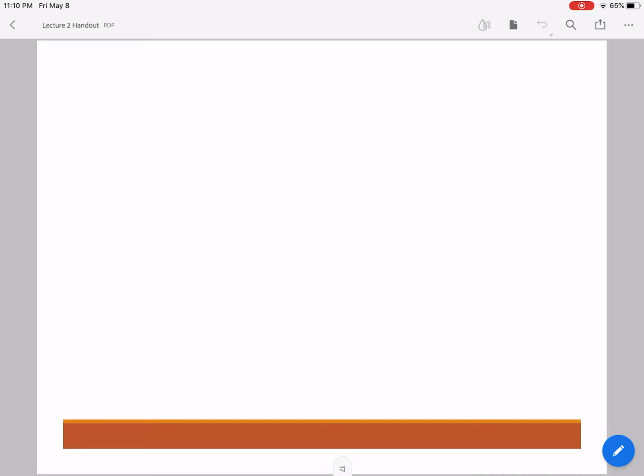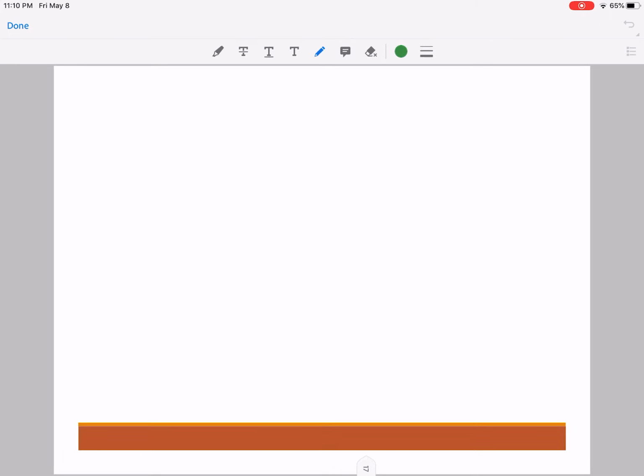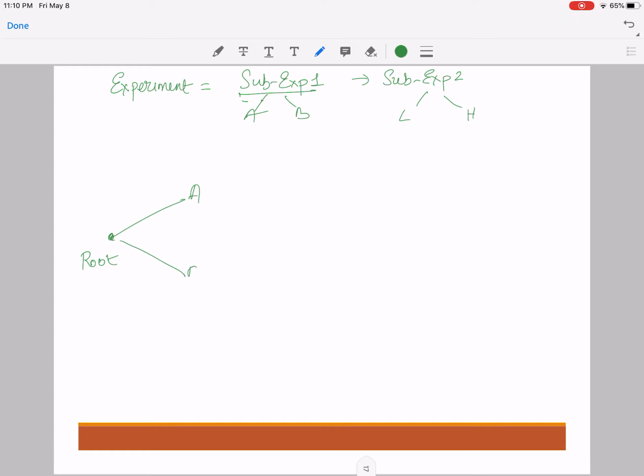As an example, consider an experiment which is composed of two sub-experiments which are performed one after the other. Sub-experiment 1, and then after that I perform sub-experiment 2. Further assume that sub-experiment 1 has two possible outcomes, A and B, and sub-experiment 2 has two possible outcomes, L and H. So when I draw my tree diagram, everything starts at the root. Since I'm performing sub-experiment 1 first, I'm going to have two possible outcomes. Either I will get A or I will get B.